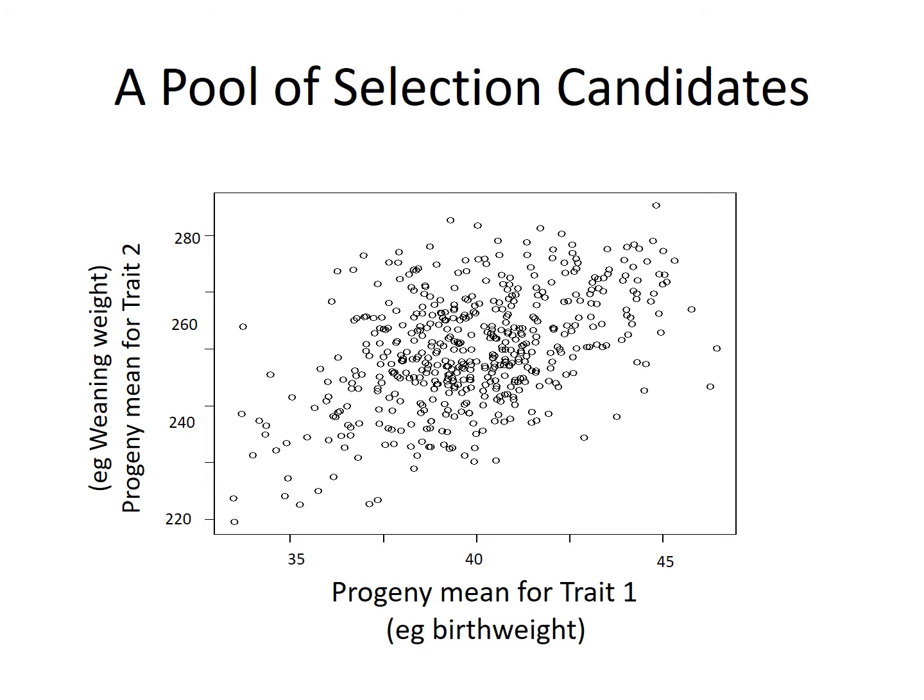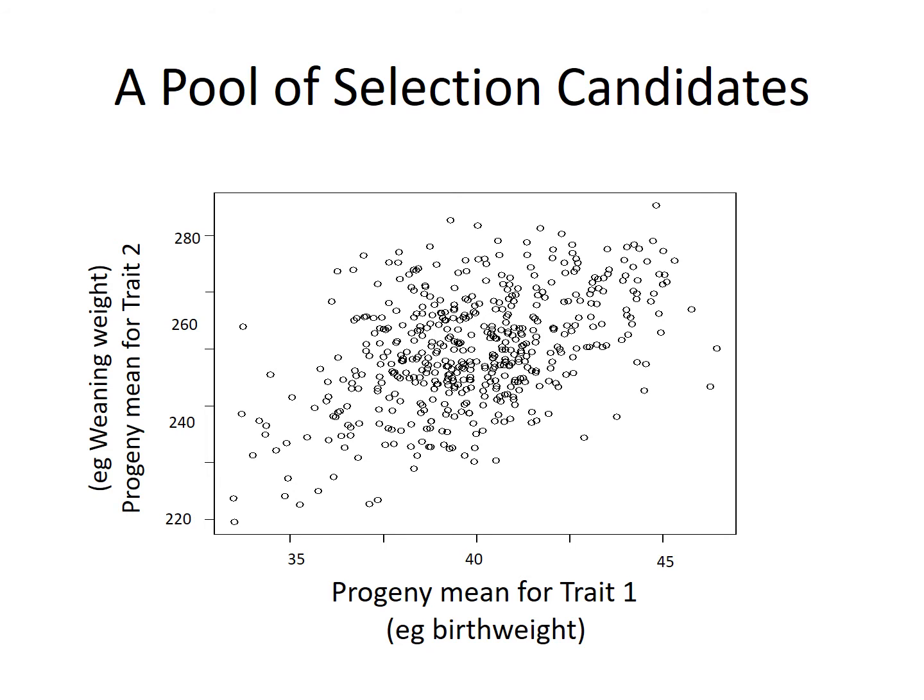So we have a pool of selection candidates, and these are individuals that we could choose to become parents of the next generation. In this particular example I'm showing you, I have performance for two traits. On the x-axis, I have the birth weight, and on the y-axis, I have the weaning weight. So these are two traits that might interest me in my production system. Now, each of the circles represents a different sire that I might choose to use in the future.